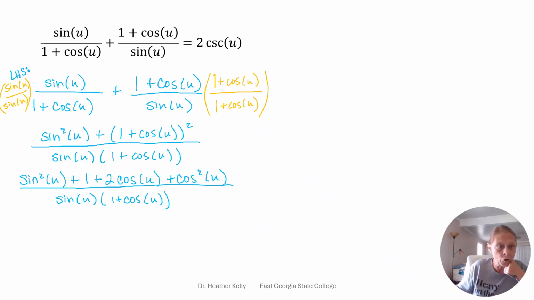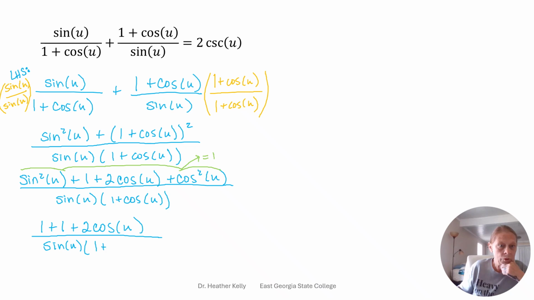Okay, now as hoped, we have our sine squared u and our cosine squared u, and those come together to equal 1. So now what we're going to have is 1 plus 1 plus 2 cosine u's on top over our sine u times 1 plus cosine u on the bottom. Now let's keep on working on this. I'm going to go up here.